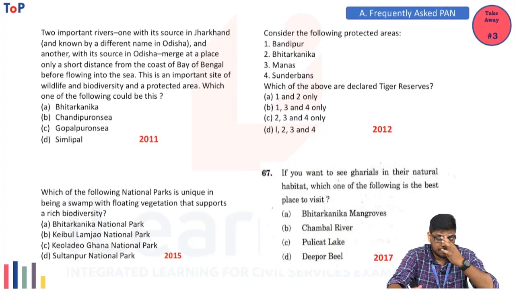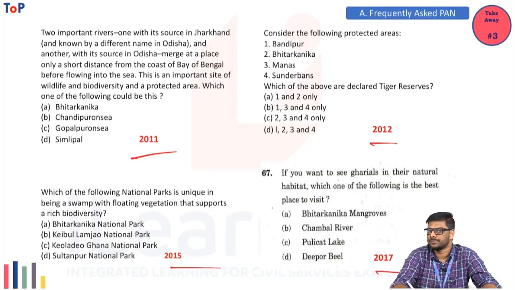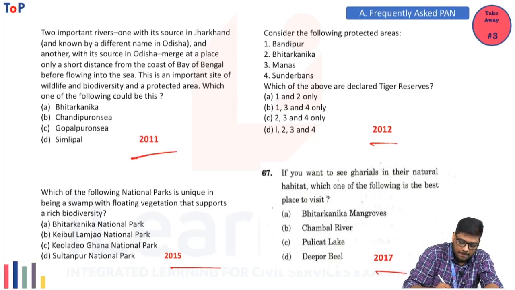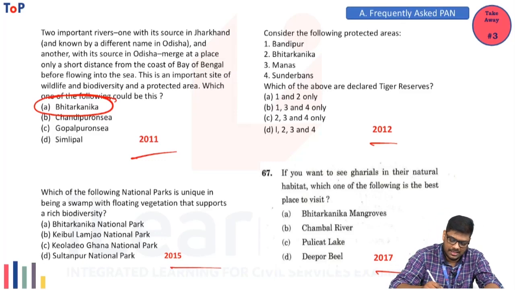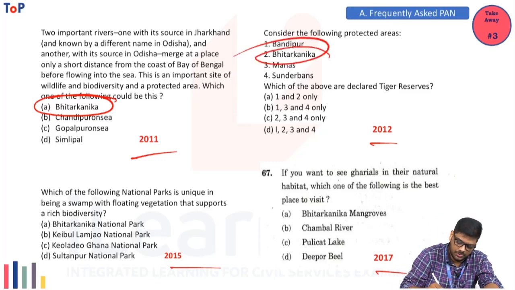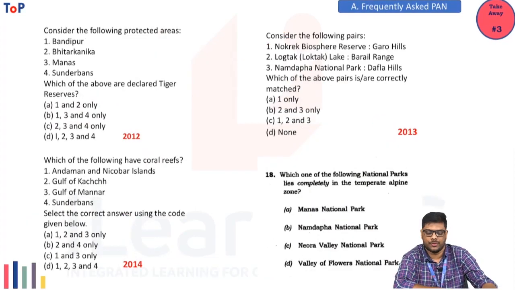Find out any particular protected area which has been repeated over and over in 4 different years from these options. Yes, it's what? It's Bidakanika. Bidakanika got repeated in 2011, 2012, 2015 and 2017. 4 different times, same national park, different years, different questions. Getting it? And more example for you.